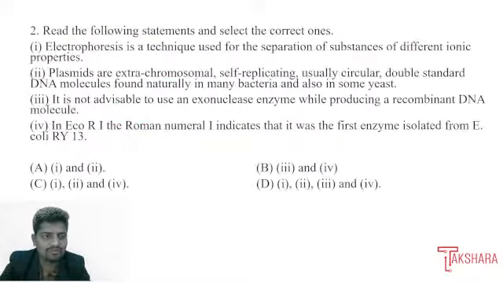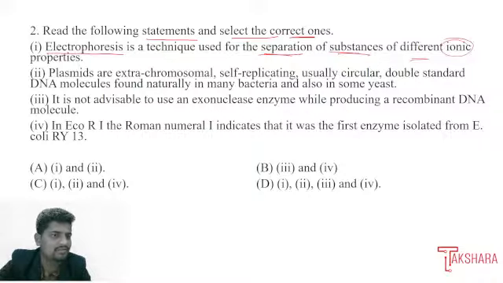Next, question number 2, related to the different types of statements. They have given four statements, and you have to find out which statement is correct and which one is false here. So statement number 1: electrophoresis is a technique used for the separation of substances with different ionic properties.